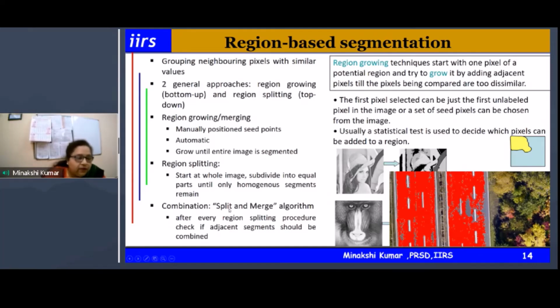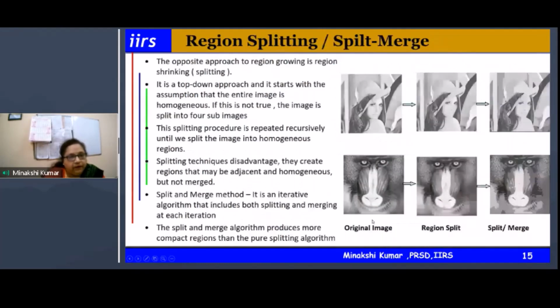And there is a combination called the split and merge algorithm, which means after every splitting, the adjacent segments should be combined. So this is region splitting as well as the region split and merge method. Here it is a top-down approach. It will start with the assumption that the entire image is homogeneous. If not true, then it will split the image into 4 sub-images.